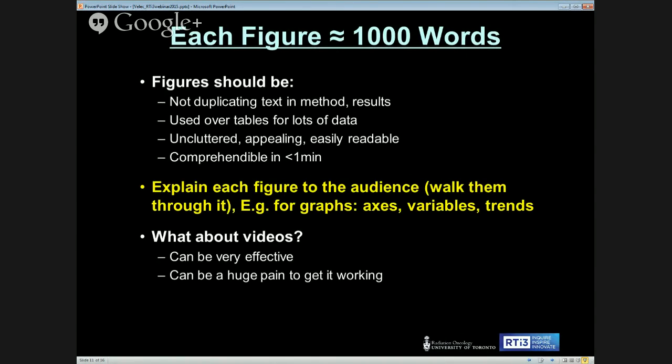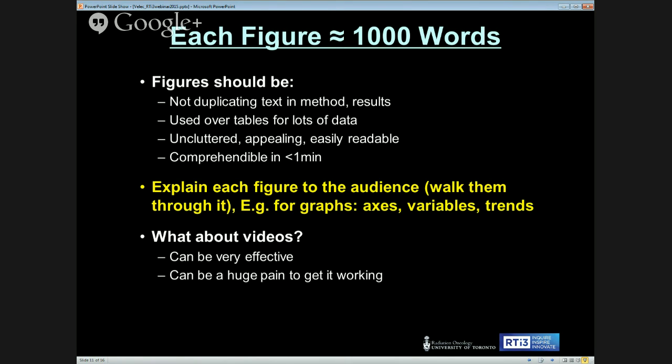Figures are preferred over tables for lots of data. So I have no rule for tables, but if you're going over a 3x3 or a 4x4 table, you should strongly consider putting it in a figure instead, or to break it up on multiple slides if you have many tables. They should also be uncluttered, plain, easily readable. All the rules for the font selection are applicable here.